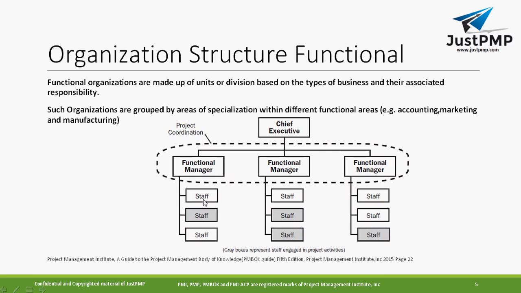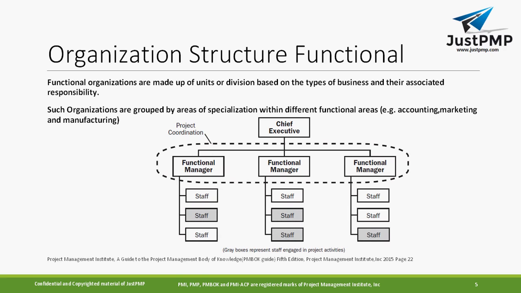They can have multiple areas and multiple divisions, and within that their teams are working and delivering on their responsibility. They report to the functional manager, and the functional manager reports to the chief executive. For example, in accounting you have a vice president, and under that you have a department manager for a particular department. So if the project is executed in this organizational structure, the roles and responsibility of a project manager is less in that case.